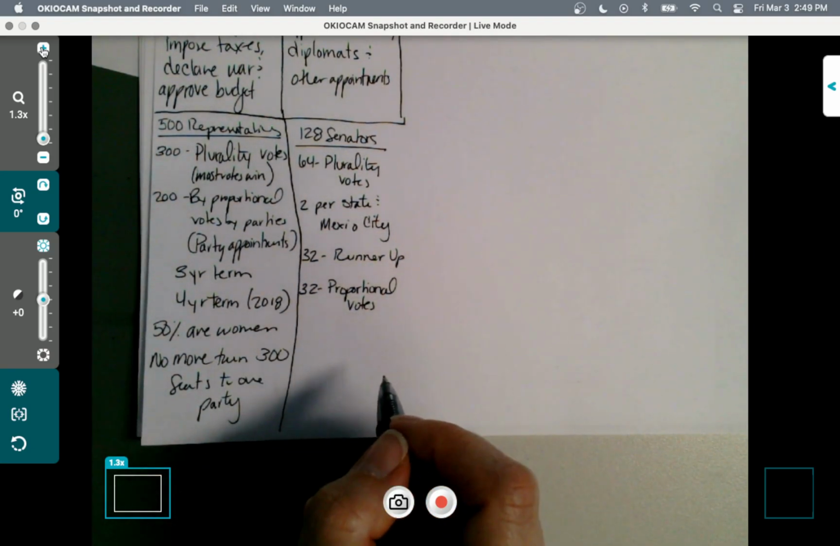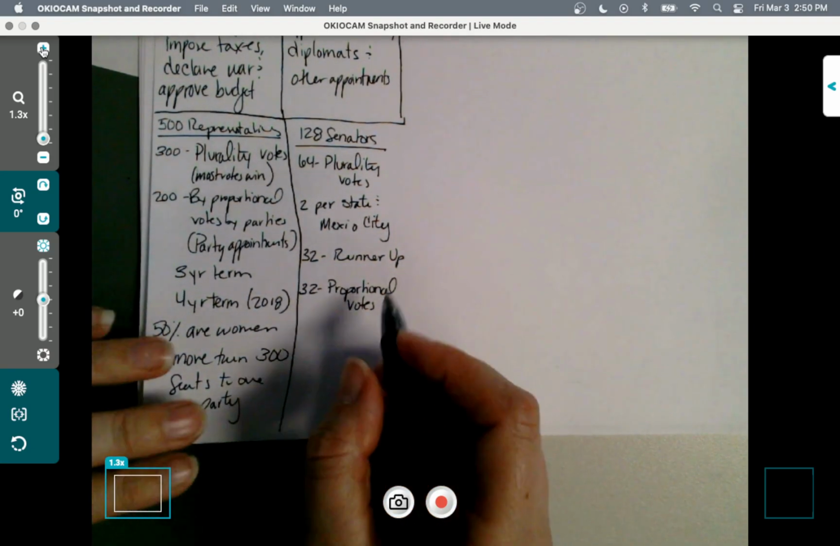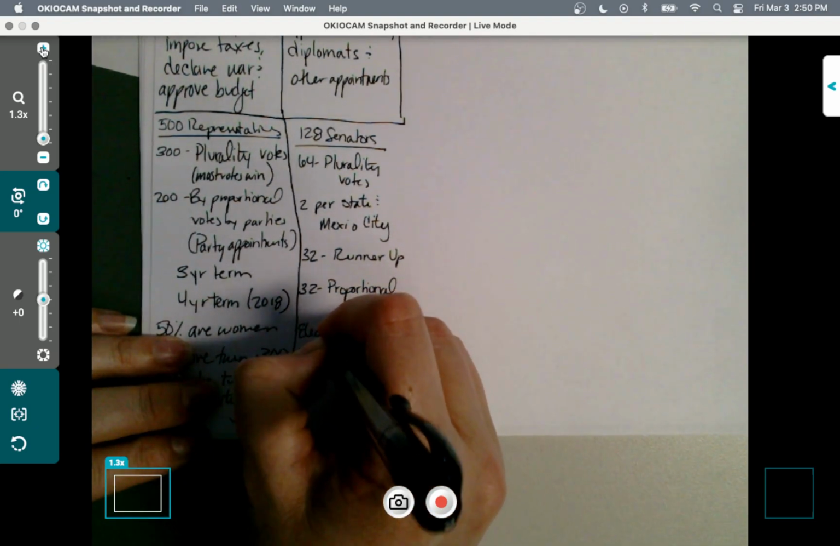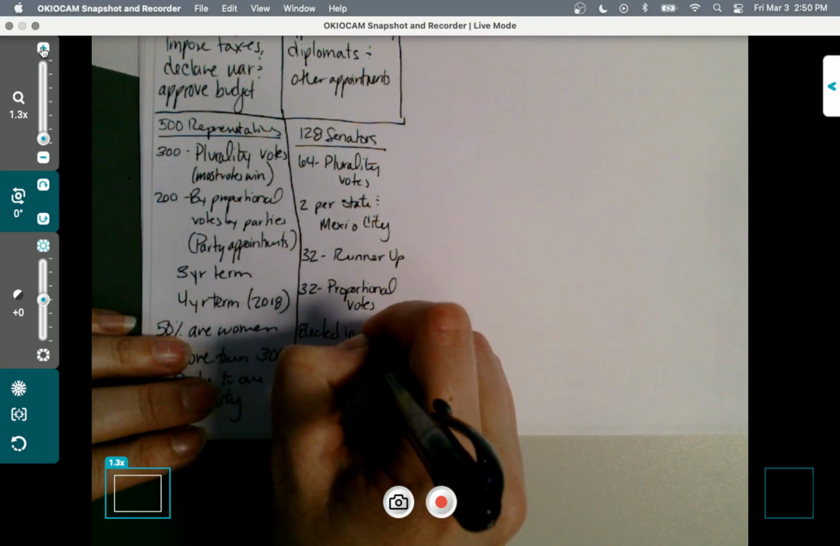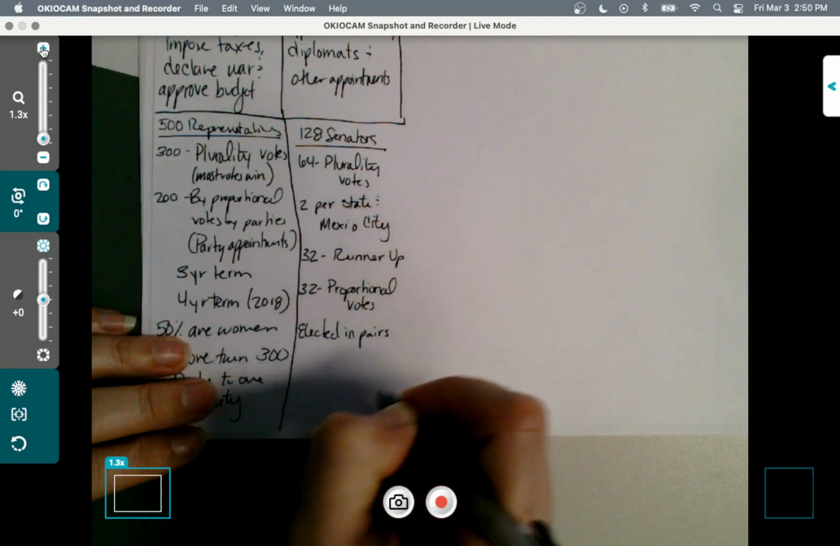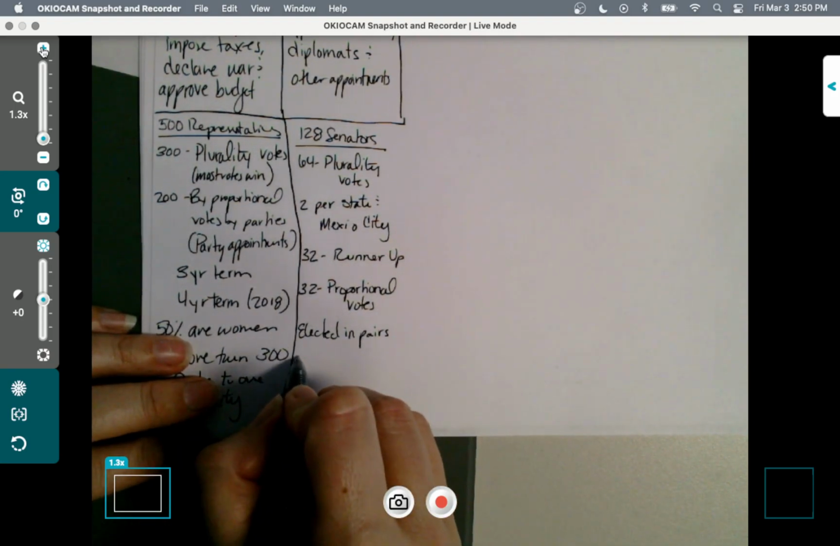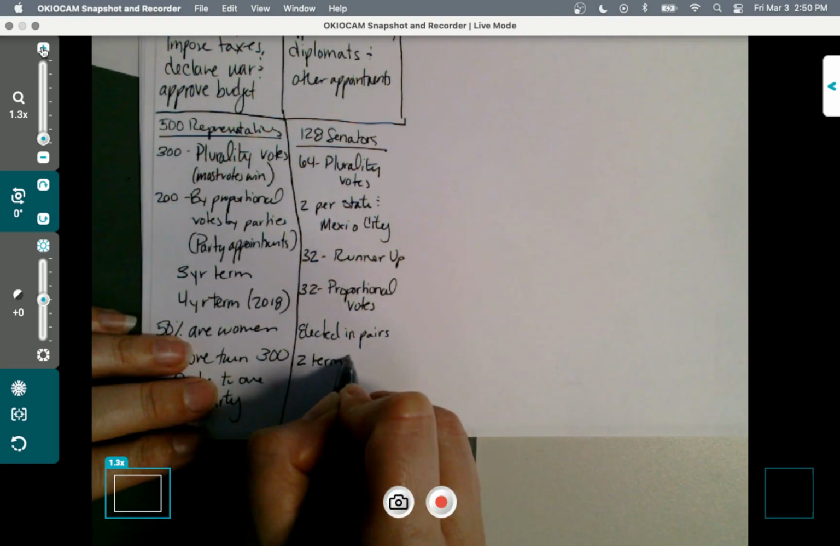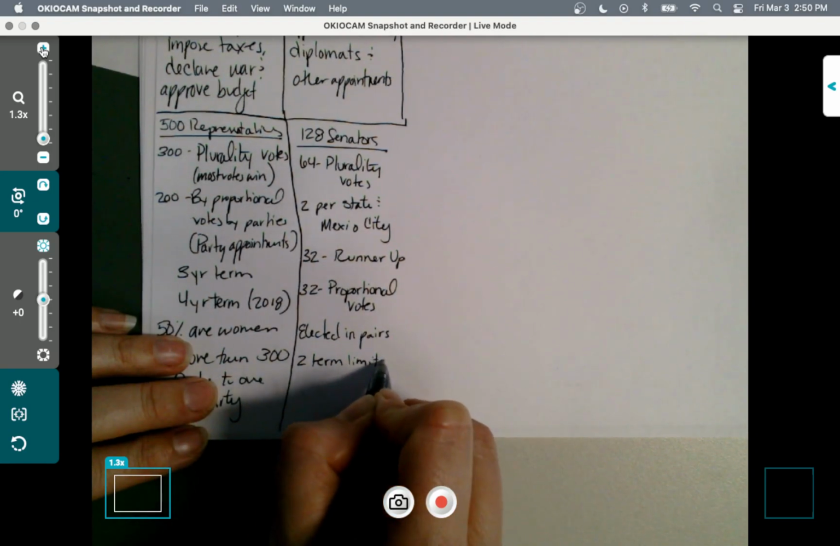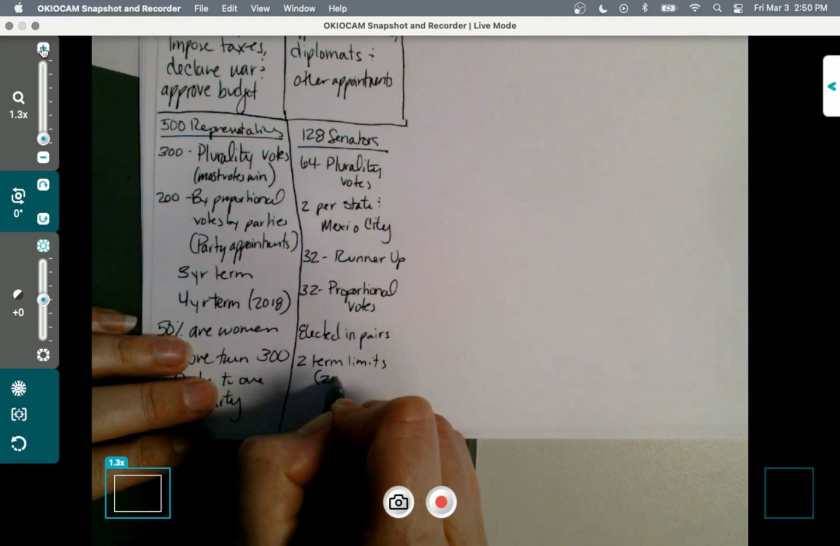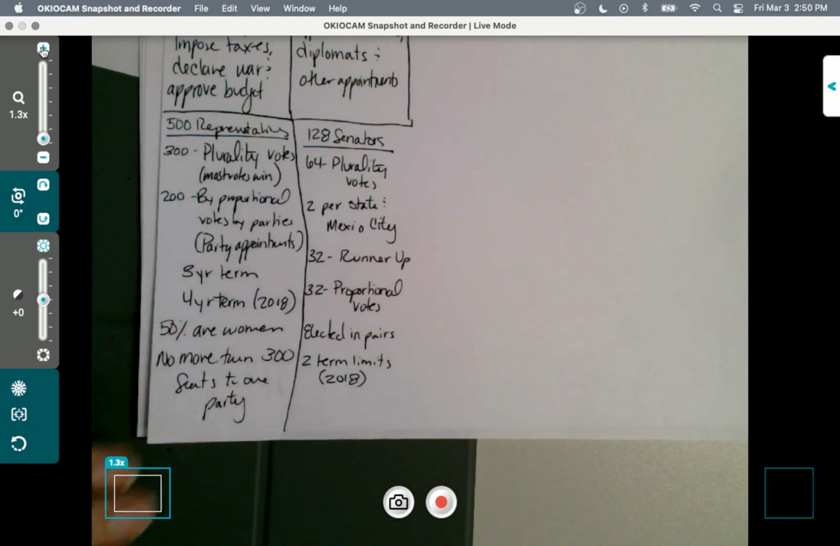So are parties important or not important in Mexico? Important. They are elected in pairs, as we saw, first place, second place. And then we have 2-term limits starting in 2018. They limit them. I think they serve for 6 years. I'm not 100% confident. I will know that answer on Monday.